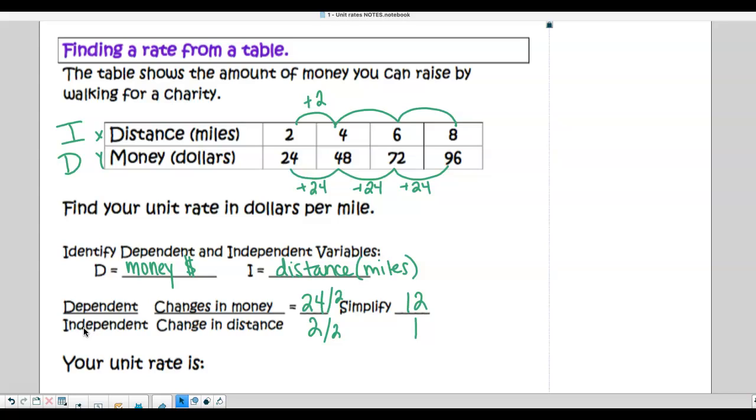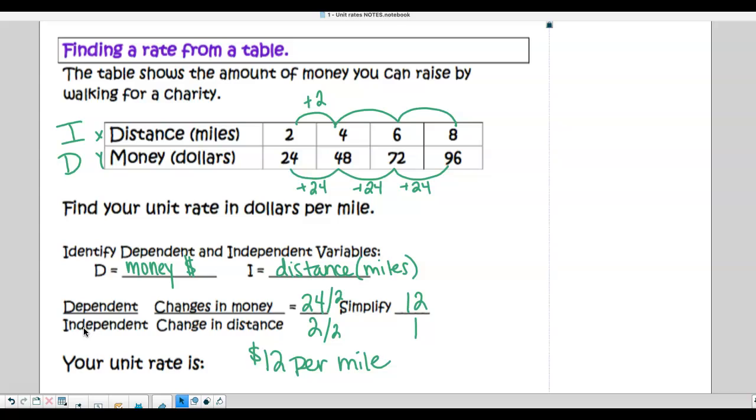It's a whole number, it's 12, but what does it mean in context of this problem? What's the unit rate? 12 what? What's the label on the top? What's the dependent and what's the independent? Abby? Yeah, $12 per mile. Okay, if you were walking for this charity, you would be earning $12 every mile you walked. Does that make sense?